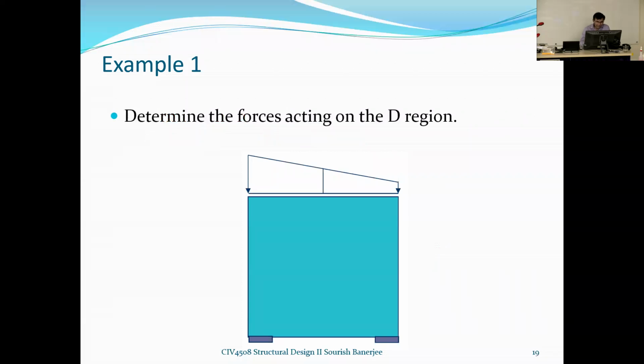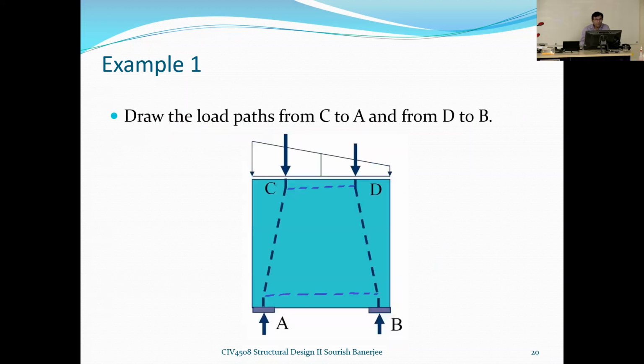Determine the forces acting on the D region. That's the first step. What we can do is replace this, because we see the distributed load. Let's consider calculating the resultant, isn't it? For this area, this is your resultant. For this area, that is your resultant. So that's the resultant reaction, or you could say the resultant force. Once you have this concentrated load, or the resultant, it is easy to calculate the load path.